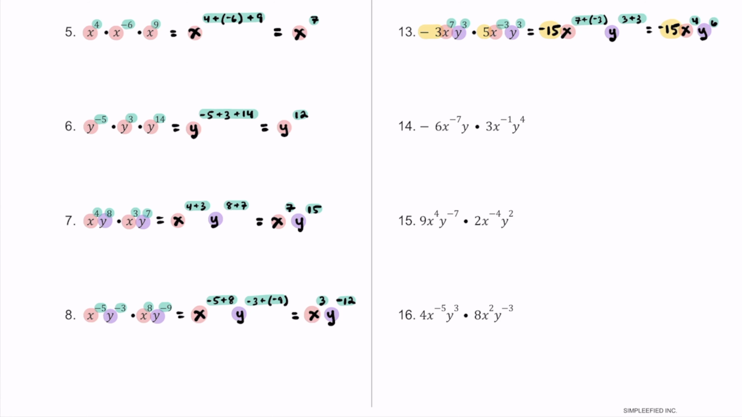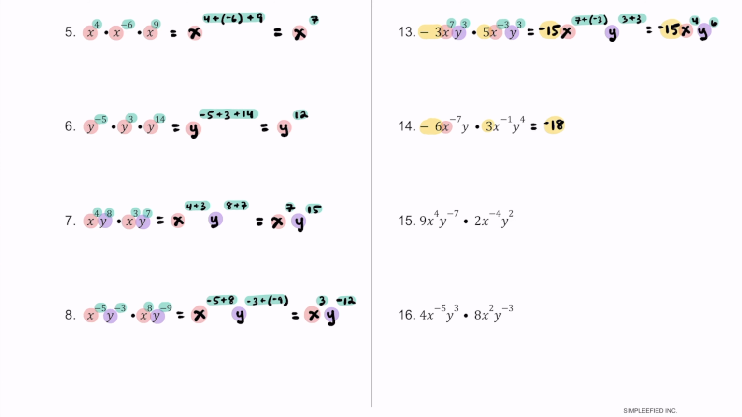For number 14, we have negative 6x to the negative seventh power y multiplied by 3x to the negative first power y to the fourth power. Let's start by multiplying the coefficients together. So we have this negative 6 multiplied by positive 3. 6 times 3 is 18, so negative 6 times 3 is going to be negative 18. So that's going to be the coefficient.